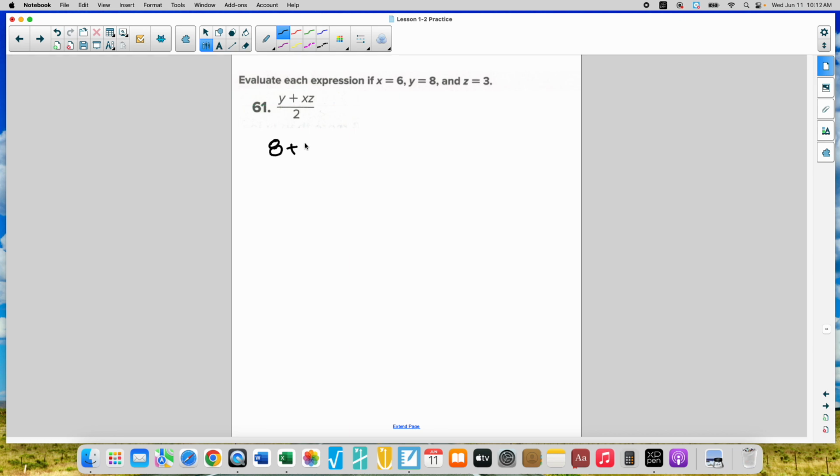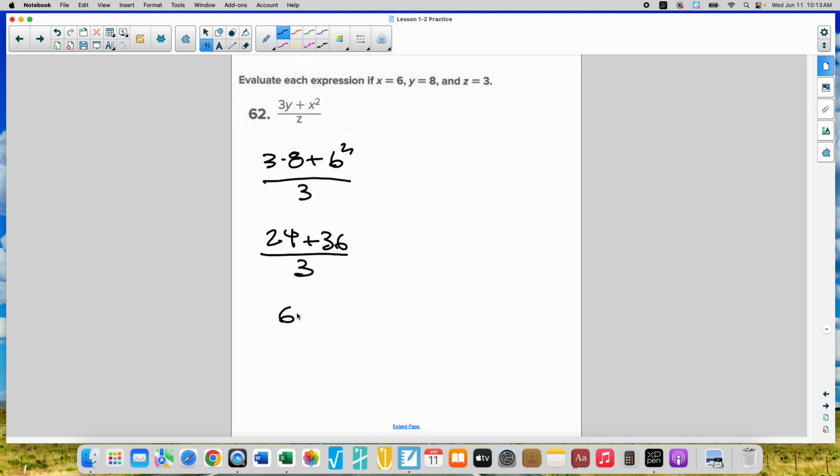8 plus 6 times 3 over 2. 8 plus 18 over 2. That's 26 over 2, which is 13. 3 times 8 plus 6 squared all over 3. That's 24 plus 36 over 3. That's going to give us 60 over 3, which equals 20.